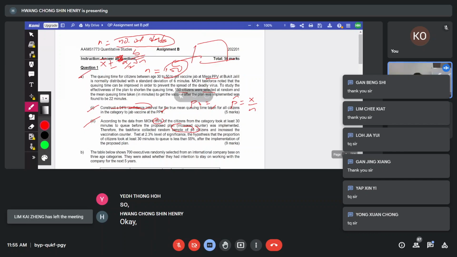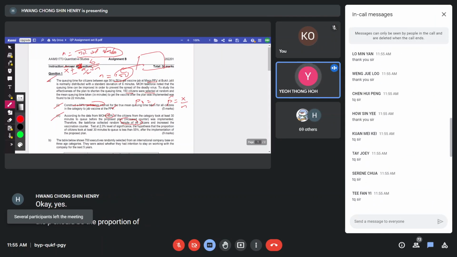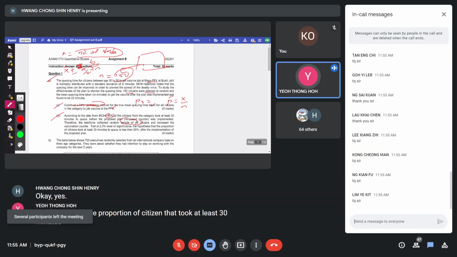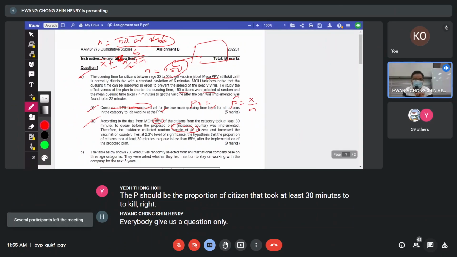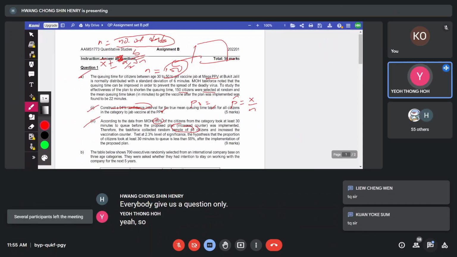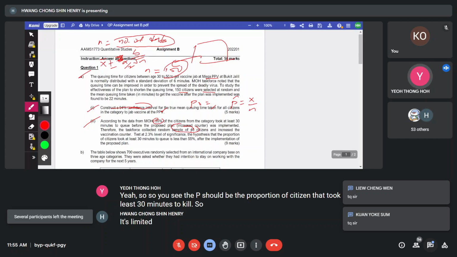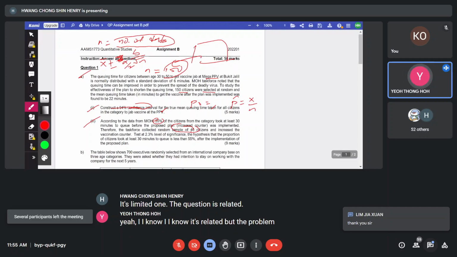Welcome. Yes. The P should be the proportion of citizens that took at least 30 minutes to queue, right? There was a question only 30 to 50 H1. Yeah, so you see, the P should be the proportion of citizens that took at least 30 minutes to queue. It's related, so the question is related. Yeah, I know it's related, but the problem is the question.